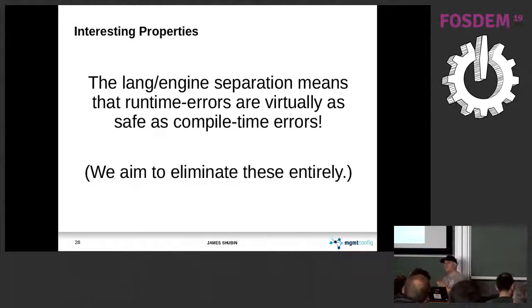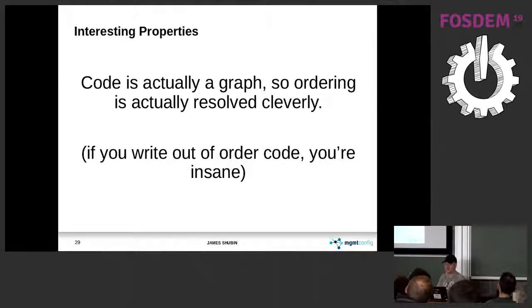So technically, if we had a runtime error in the language, which we actually aim to eliminate entirely, because it's kind of an FRP, then technically it shouldn't leave the engine part alone. It shouldn't cause a big problem. It's not perfect, but it actually works.